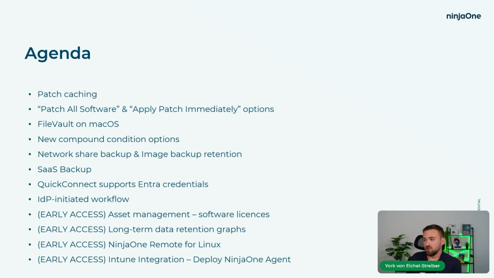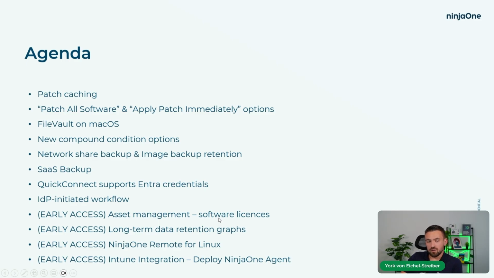We are really now accelerating also on asset management topics. So software license, for example, is one that we have in early access now that we will have a quick look at. Data, long-term data retention. Personally, also very excited about that. I've been a couple of years with Ninja, and this question has been asked a lot, and now we are very excited that we are going into early access with long-term data retention graphs at the device details in NinjaOne.